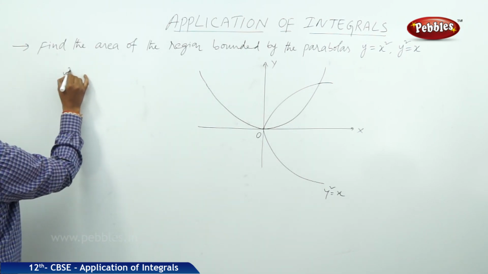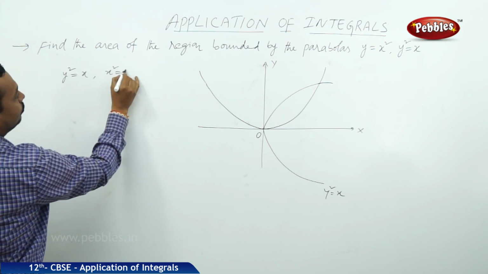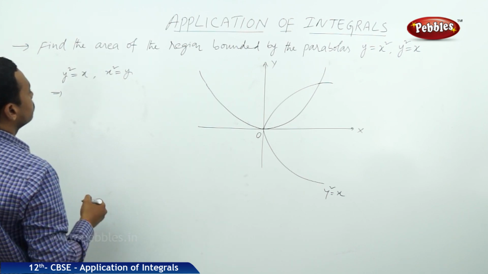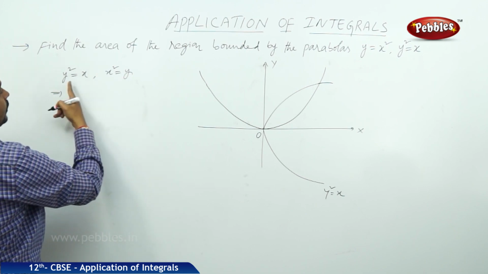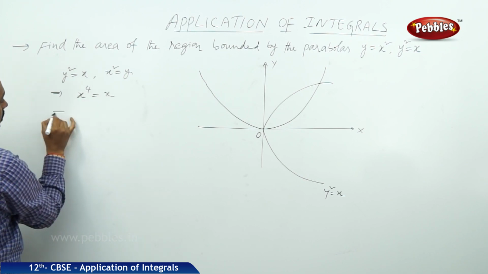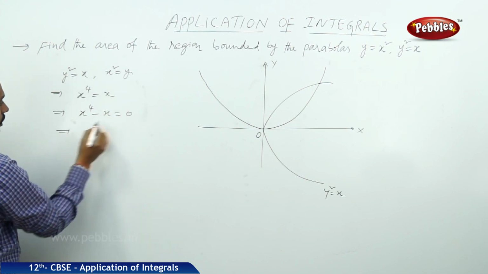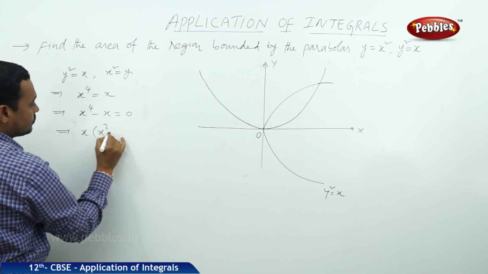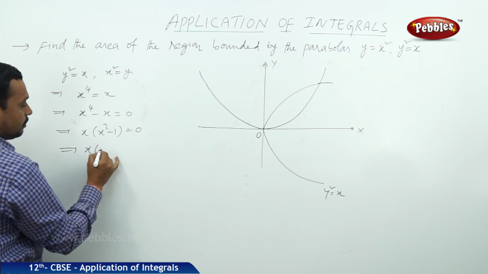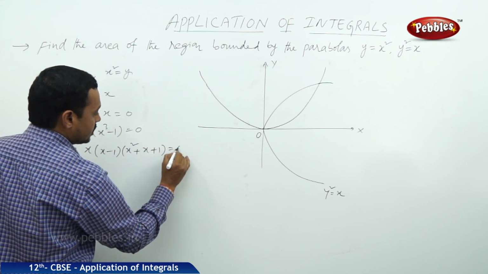For the point of intersection, y square = x and x square = y. Now substitute y = x square here, that is x power 4 = x. This implies x power 4 minus x = 0. Take x common: x into (x cube minus 1) = 0. What are the factors of x cube minus 1? (x minus 1) into (x square plus x plus 1) = 0.